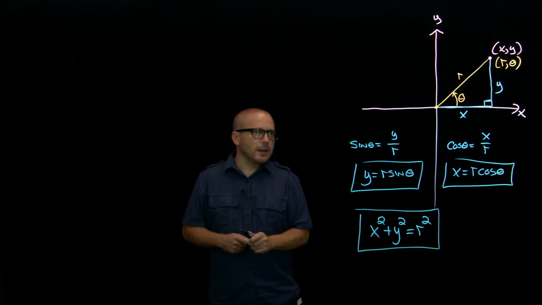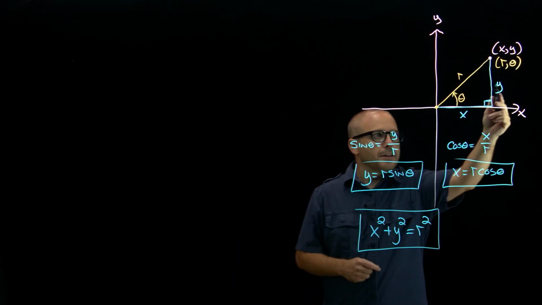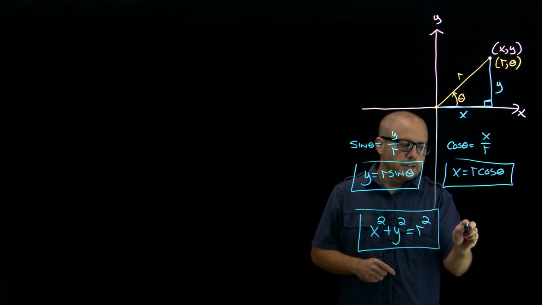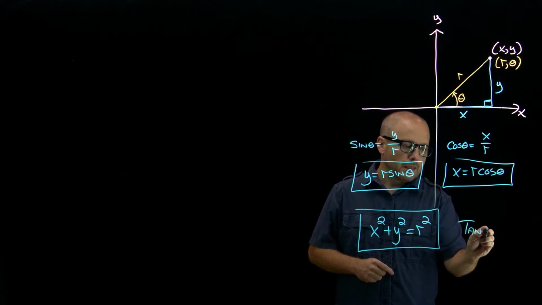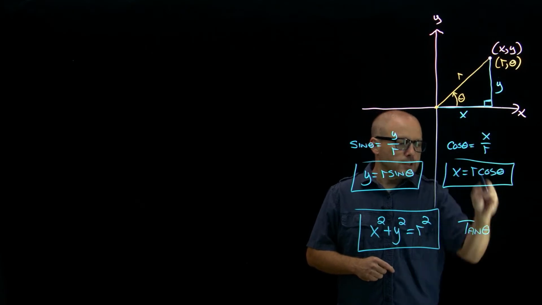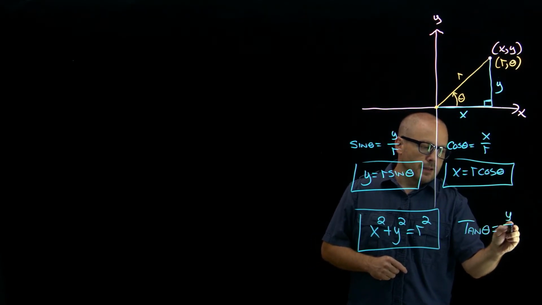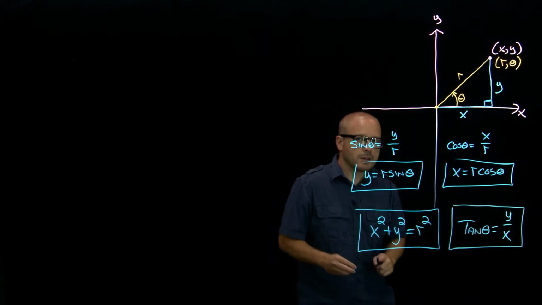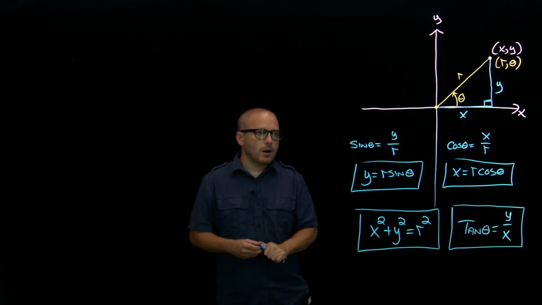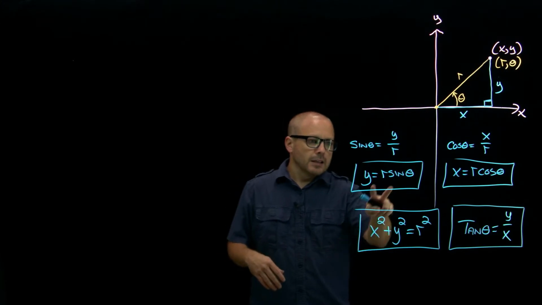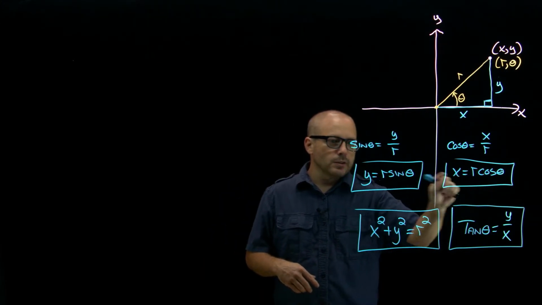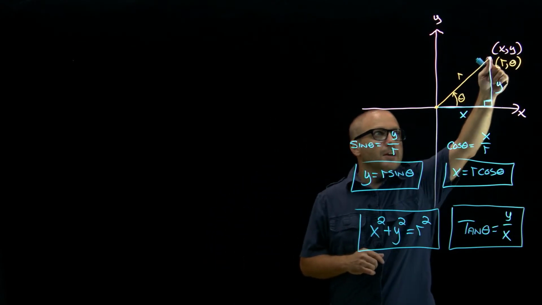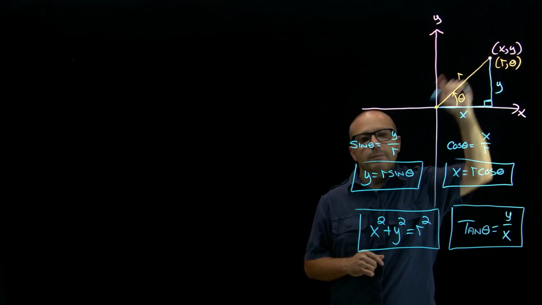And then relating x and y to theta, well, the x and y relate to theta via the tangent function. Tangent theta is opposite over adjacent, so y over x. So there's our four conversions. Now, going one way, given an r and theta, there is only one x and y. One thing about the Cartesian system is there is only one ordered pair that represents that dot.